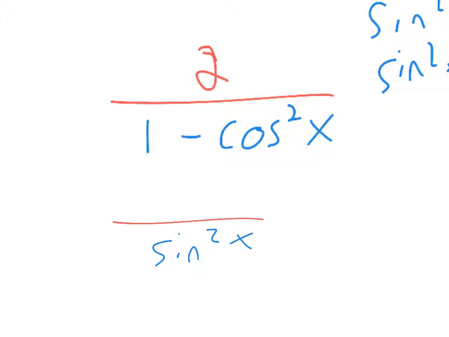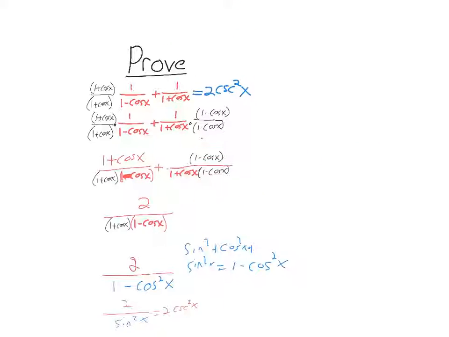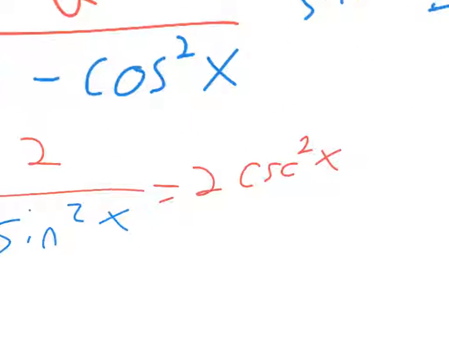And then that's all over underneath 2. And another way of stating sine squared x is that sine is 1 over cosecant. So this is 2 cosecant squared x. And that's what we were looking to prove in the beginning. So there, those steps represent the proof.